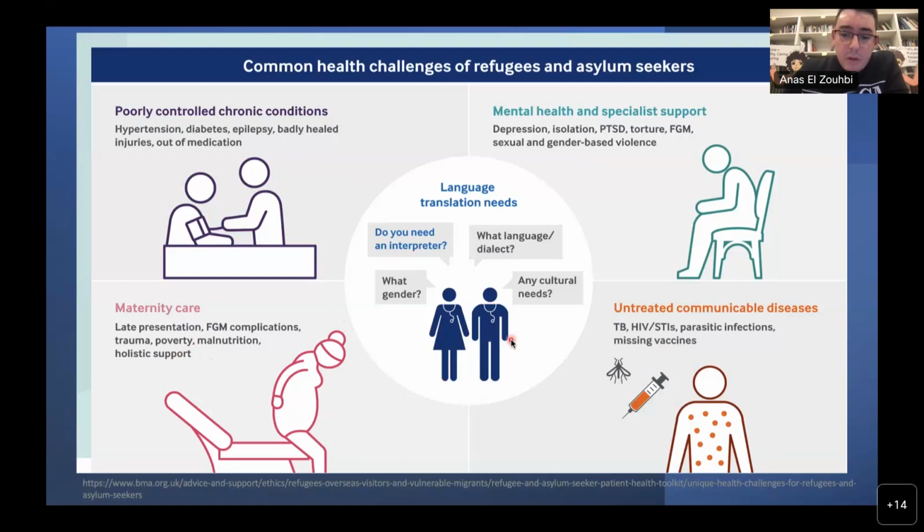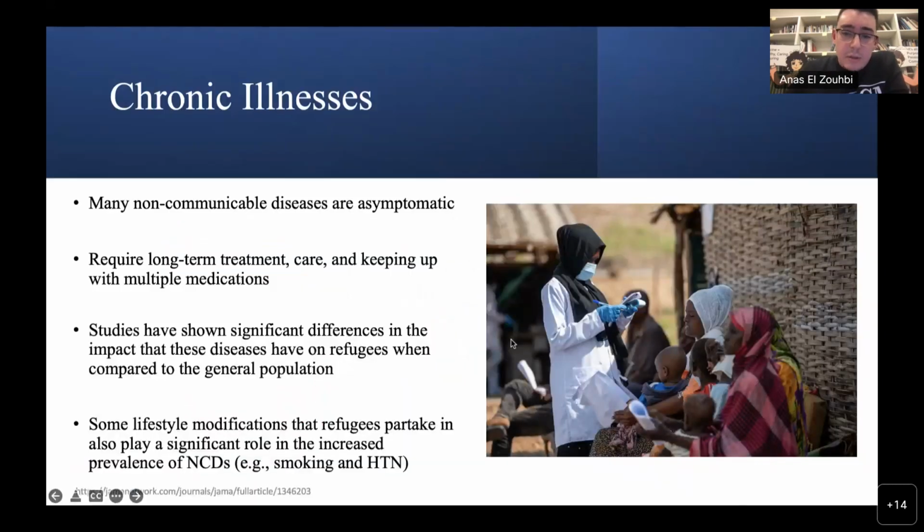So I'll start by going over chronic illnesses. As we already know, many chronic illnesses or non-communicable diseases may be asymptomatic for a while. They may not present with acute symptoms, and they may go on for a while without the patient knowing that they may have the disease.